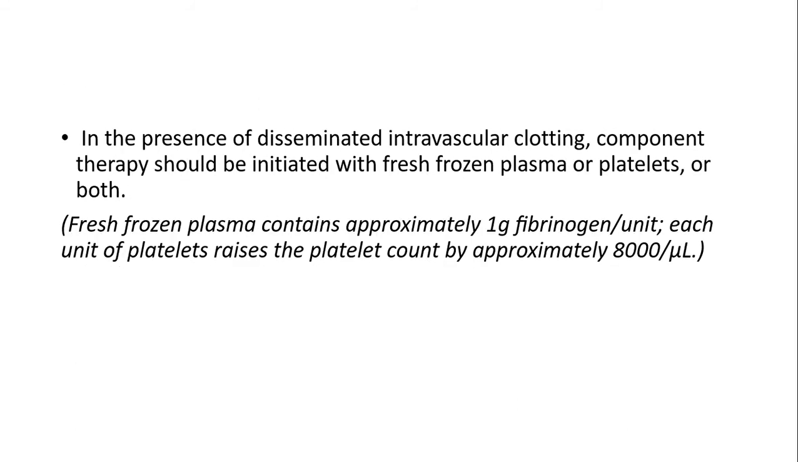In the presence of disseminated intravascular clotting, accompanying therapy should be initiated with fresh frozen plasma or platelets or both. Fresh frozen plasma, I will remind you, contains approximately 1 gram of fibrinogen per unit. Each unit of platelets raises the platelet count by approximately 8,000 per microliter.